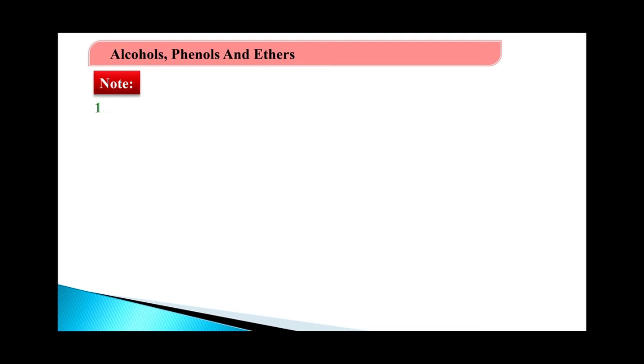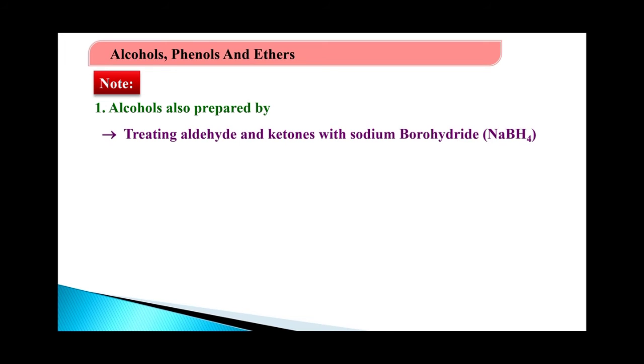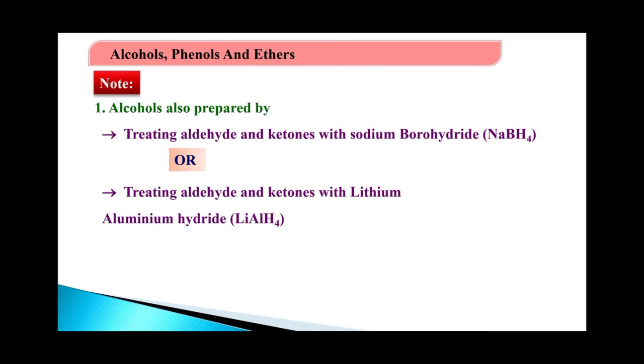Now note down, alcohols are also prepared by treating aldehydes and ketones with sodium borohydride. That means reduction in presence of sodium borohydride, also in presence of lithium aluminum hydride, which is a stronger reducing agent. Among sodium borohydride and lithium aluminum hydride, lithium aluminum hydride is the strongest reducing agent.